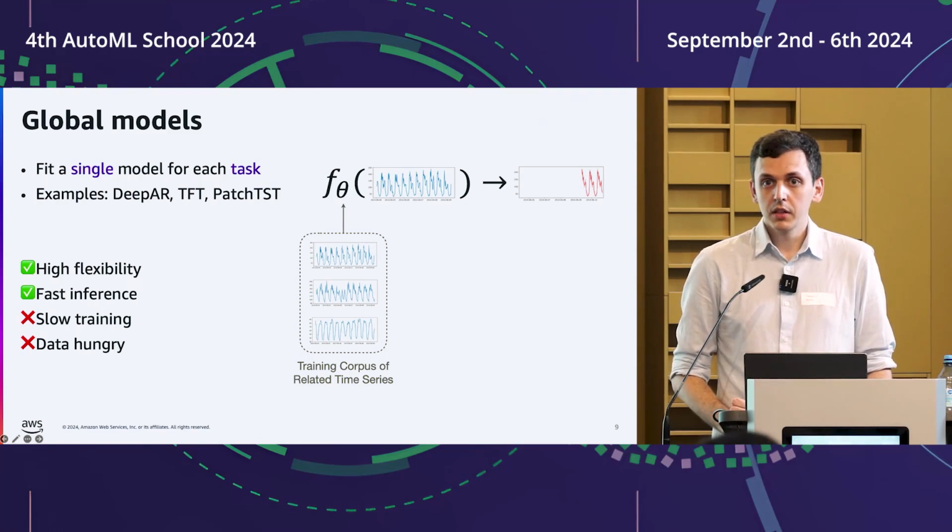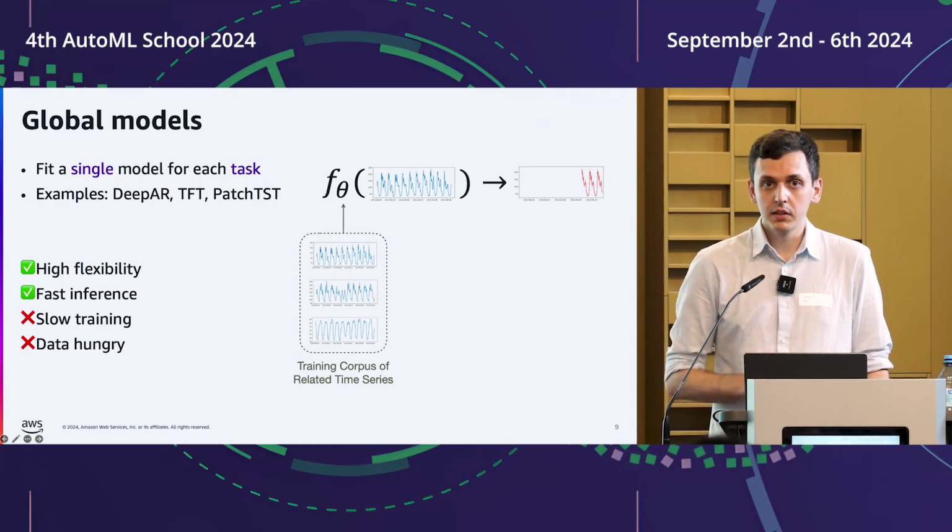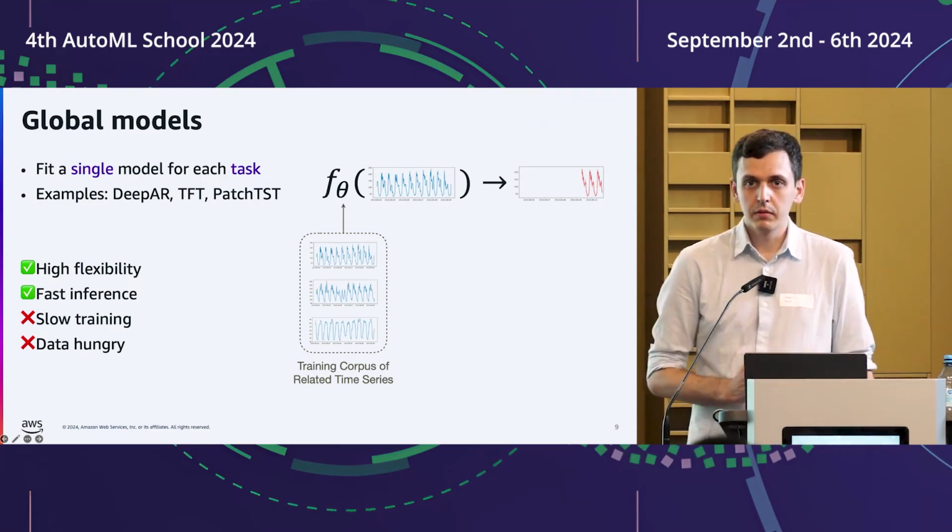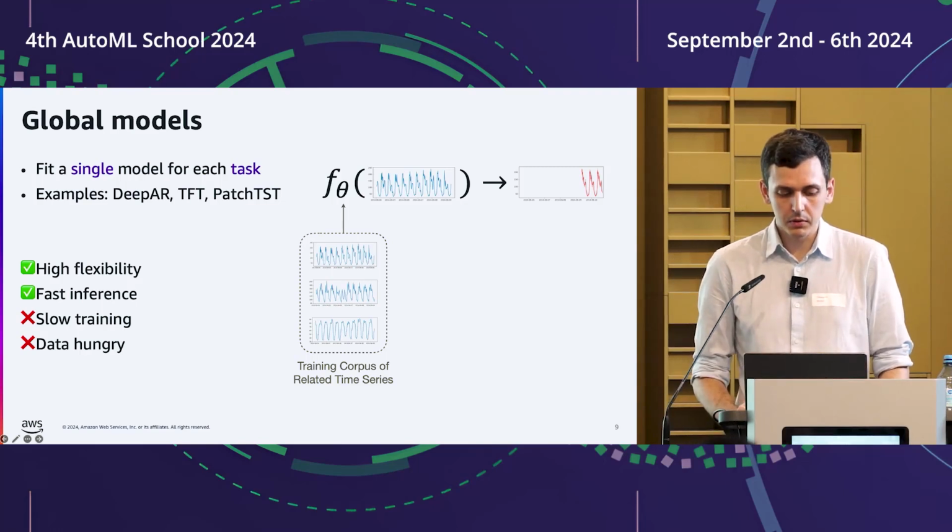So these models are now much more flexible. They can capture much more complex patterns than the simple local models. And also the inference for them is much faster because we don't have to retrain the model each time we want to make a prediction. Once the model is trained, we can just use it to predict many time series with just one forward pass, which is much faster than having this local model.